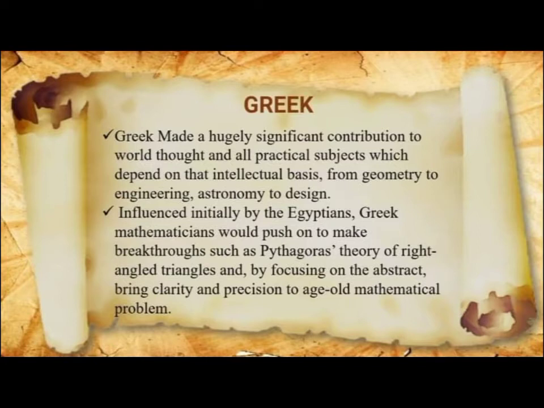It is also influenced initially by the Egyptians. Greek mathematicians would push on to make breakthroughs such as Pythagoras' theorem on right-angle triangles, and by focusing on the abstract, bring clarity and precision to age-old mathematical problems. And the Greeks' solutions provided the fundamental mathematical building blocks that all future mathematicians and scientists would build upon, right up to the present day.